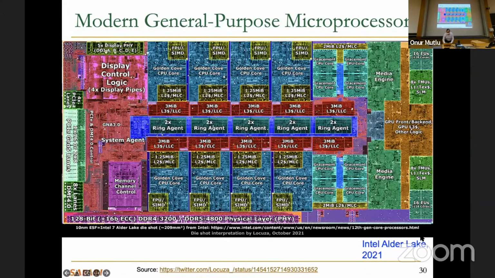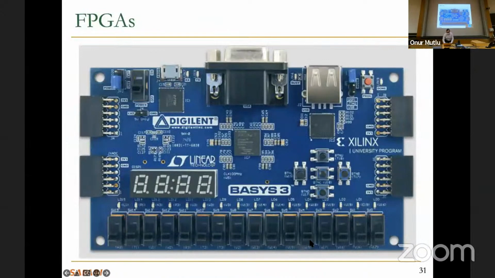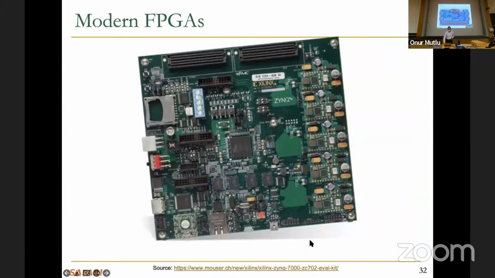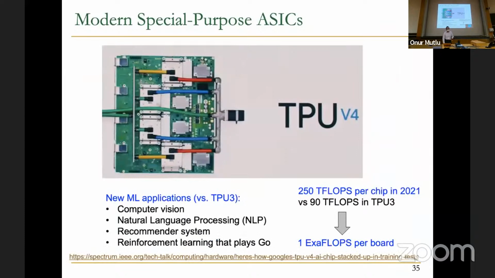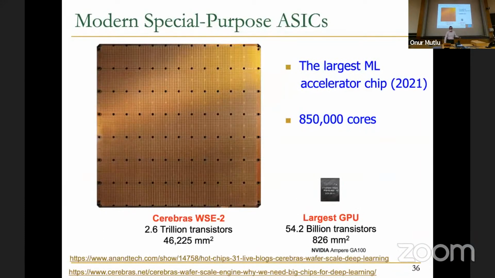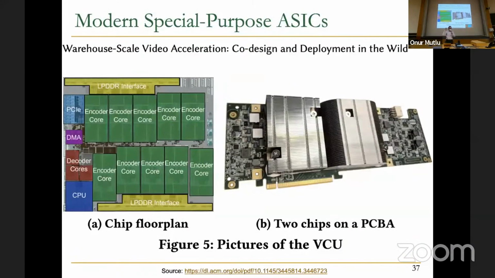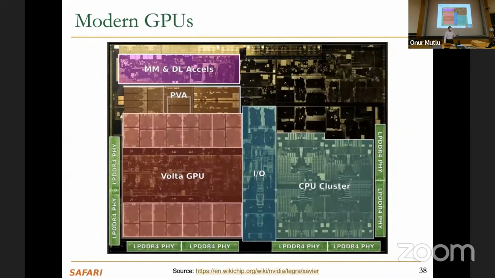So you're looking at tens of billions of transistors right here. FPGAs, this is something that you're going to use in your labs. These also consist of basic building blocks, transistors again. ASICs, application-specific integrated circuits that we have looked at, TPU, for example, and Cerebras, and this video coding unit by Google. They all consist of transistors again. GPUs consist of transistors.